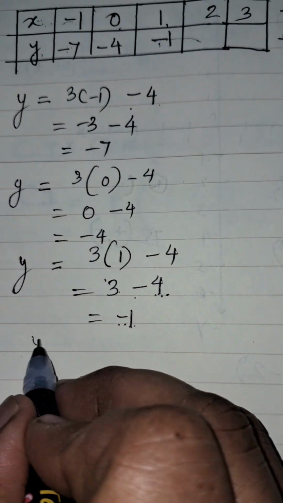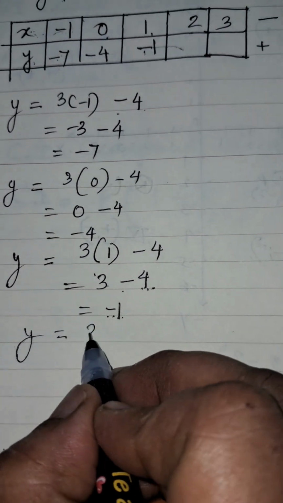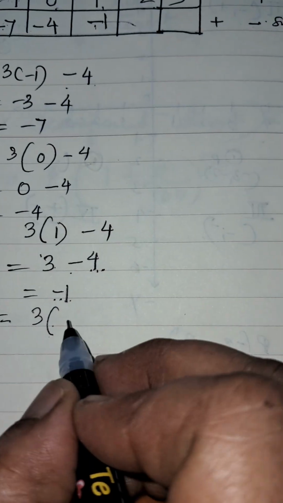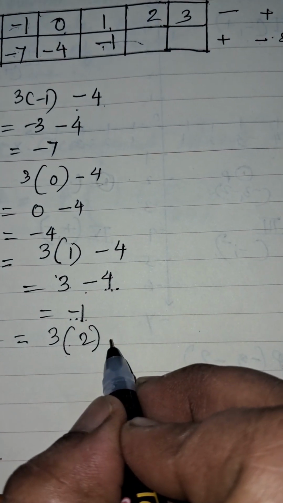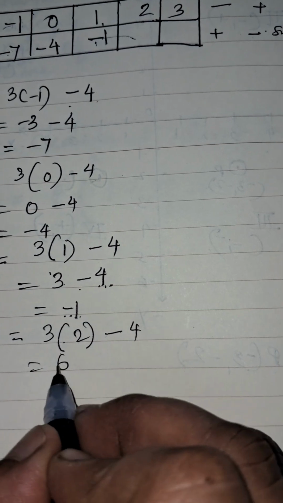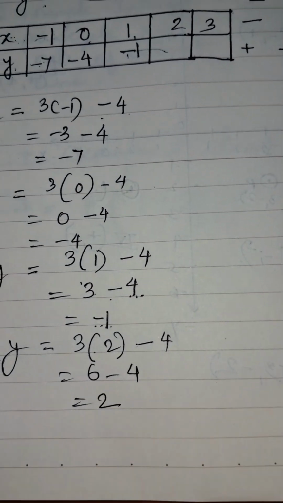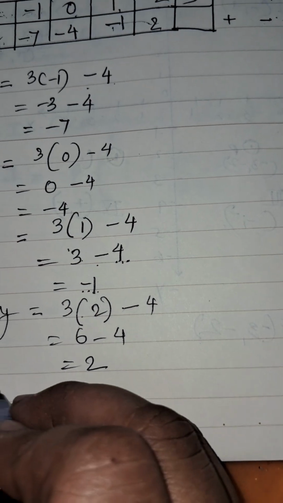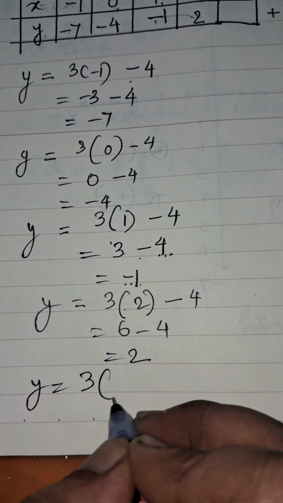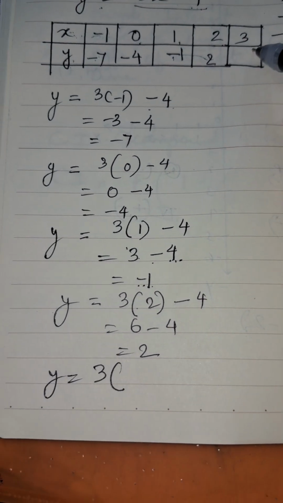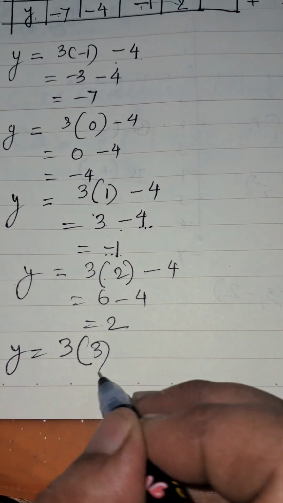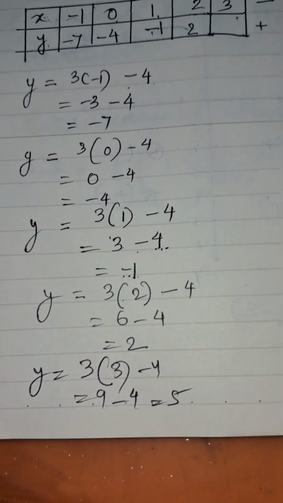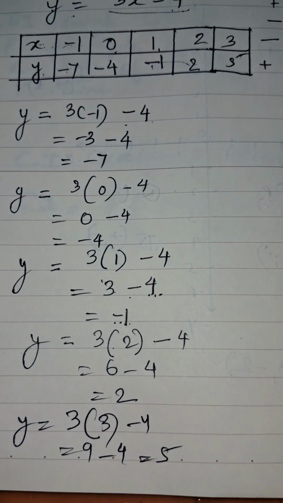The next one, y is equal to 3 into, instead of x I would write 2. 3 into 2 minus 4. This will be 6 minus 4 and the answer will be 2. Now the next one, the last but not the least, will be y is equal to 3 into, in place of x I will write the value 3, minus 4. It will be 9 minus 4 and the answer will be 5, which I am going to write here.